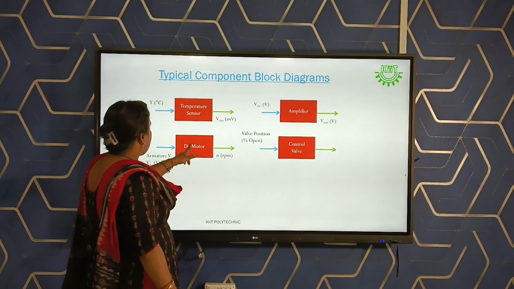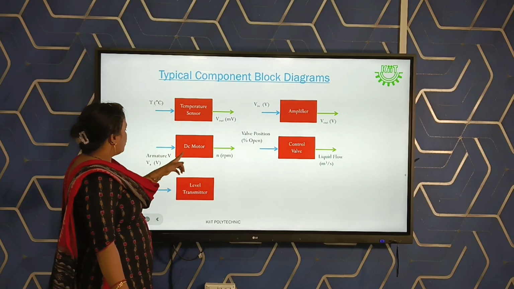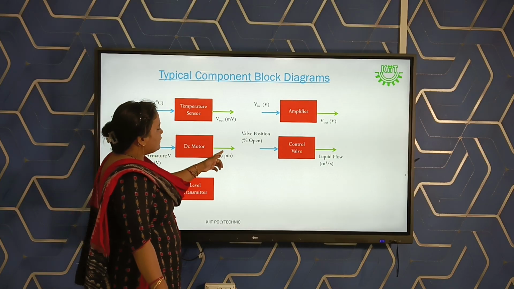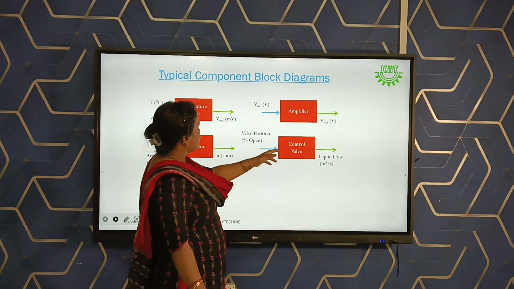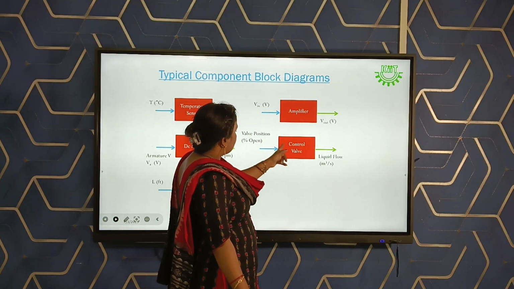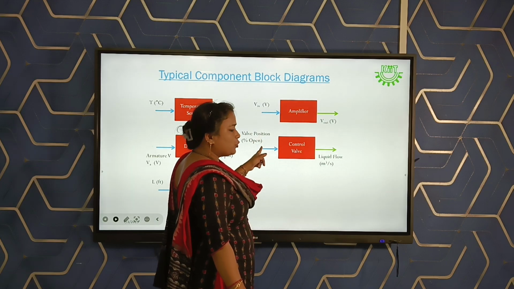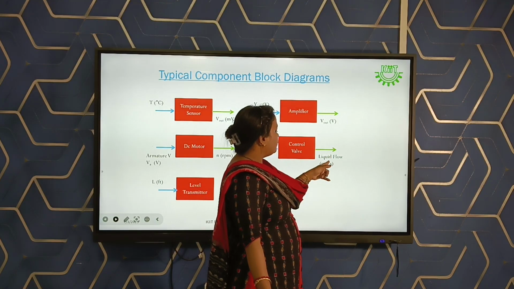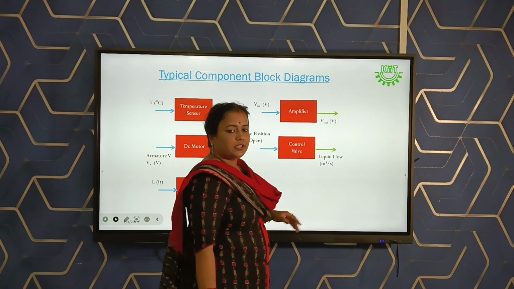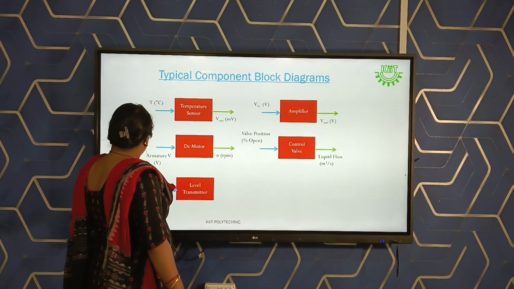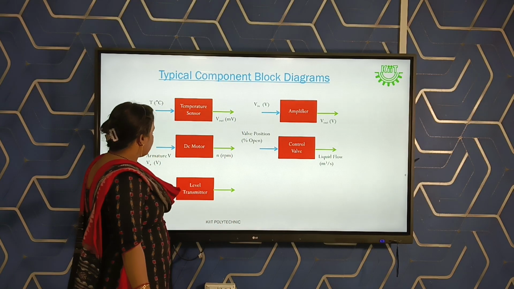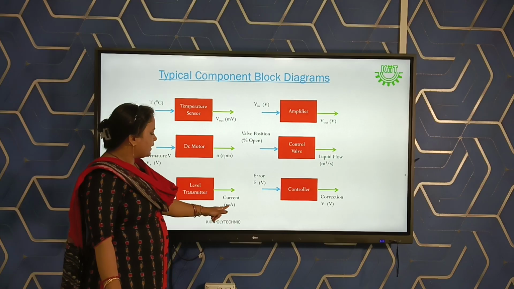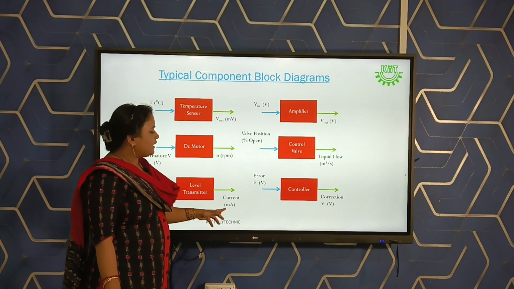Next, we have taken another system, that is our DC motor. Here input will be armature voltage and we are getting our speed, which is in RPM. Another system we are taking is our control valve. Input will be your valve position, in percentage open. Depending upon that we are getting our output, which is liquid flow in meter cube per second. Another we have taken is our transmitter. The signal will be coming to our level transmitter and accordingly we are getting our current, in milliampere.